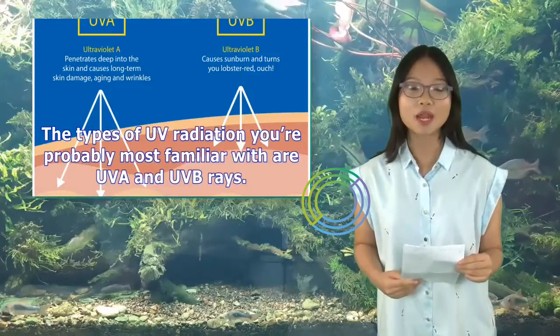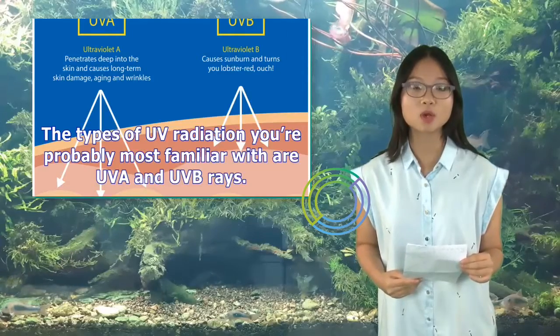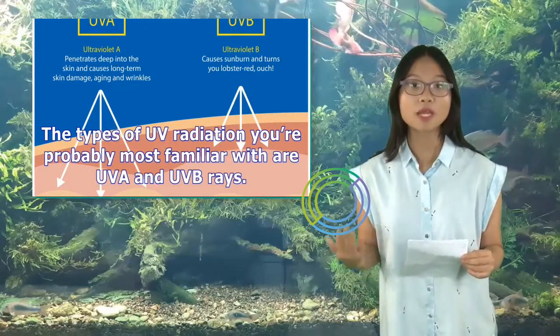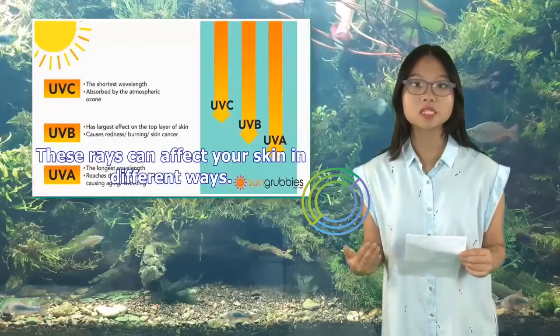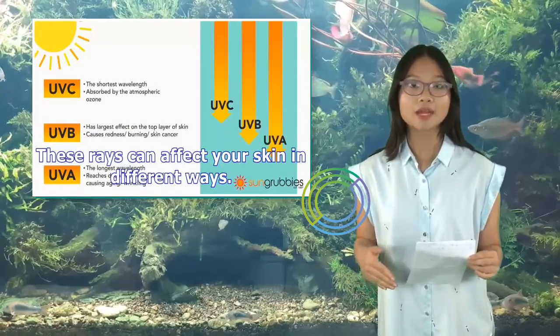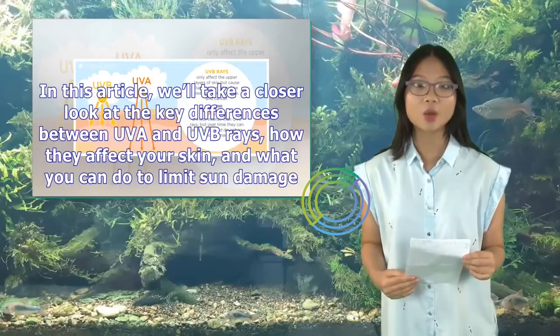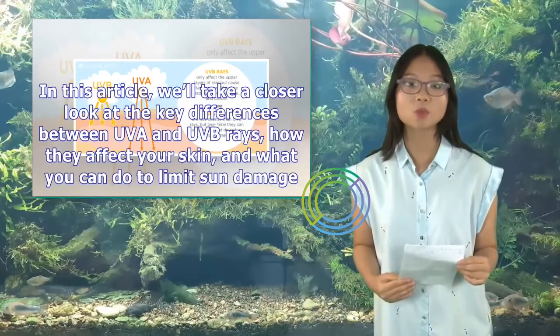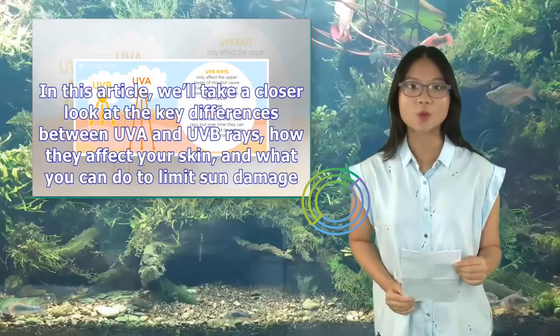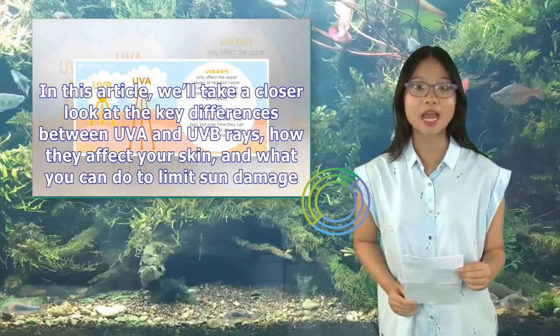Sunlight contains ultraviolet, UV, radiation, which consists of different types of rays. The types of UV radiation you're probably most familiar with are UVA and UVB rays. These rays can affect your skin in different ways. In this article, we'll take a closer look at the key differences between UVA and UVB rays, how they affect your skin, and what you can do to limit sun damage.